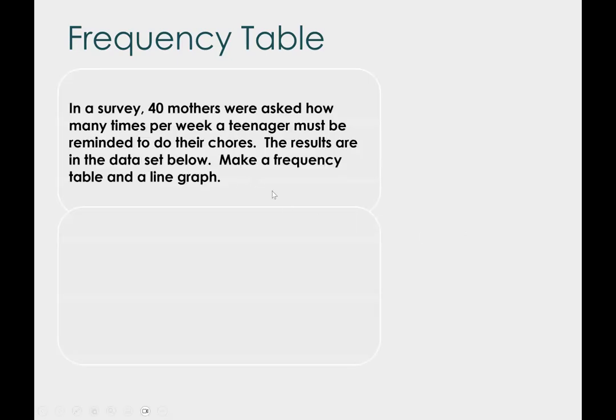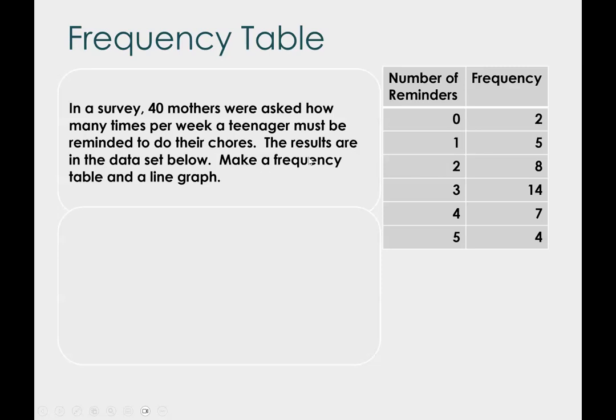So if we have the survey of the 40 mothers, again, that asked for chores to be done, here was our frequency table. And what we need to do is just multiply these numbers together. So for the number of reminders, you're just going to take that first row, column 1, and multiply it by column 2. So 0 times 2 would be 0. Then do the next one. You add on 1 times 5 is 5, 2 times 8 is 16, so on and so forth. So go ahead and calculate those out. You can pause the video.